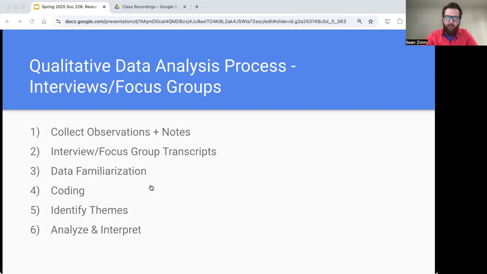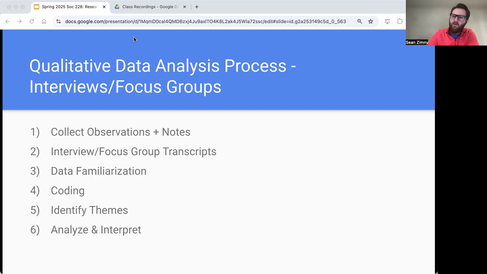So what is the qualitative data analysis process regarding interviews and focus groups? Because that's our big focus here, is on interviews and focus groups, right? That's what we've been doing. That's what we are going to continue to do. That's going to be your practice, especially on the interview side. So number one, you're collecting observations and notes. So you're recording context, you're recording emotions, body language, nuances between words.